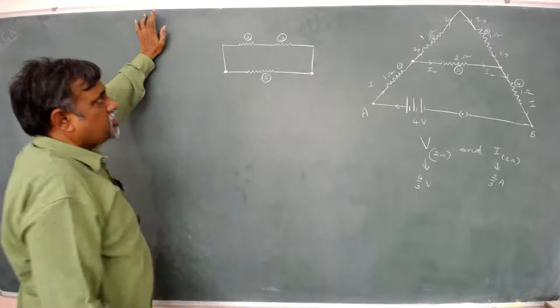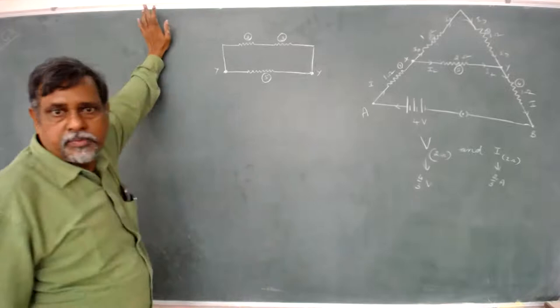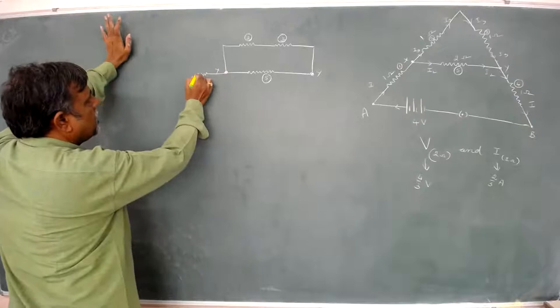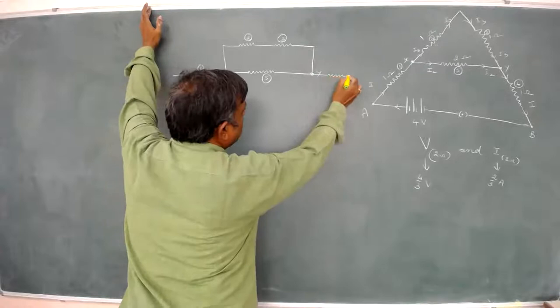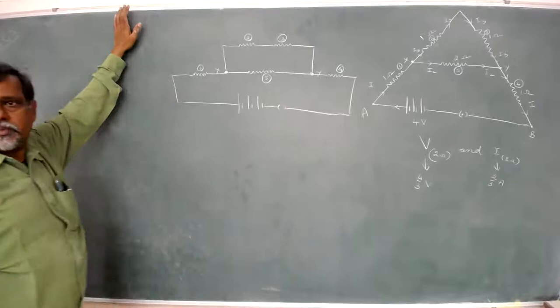What about the points X and Y? The X and Y points in the circuit are nothing but this. Now 1 is here and 4 is here. That is our redrawing of the given circuit.